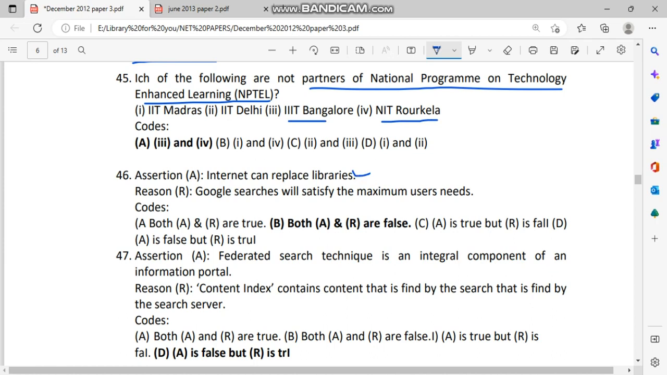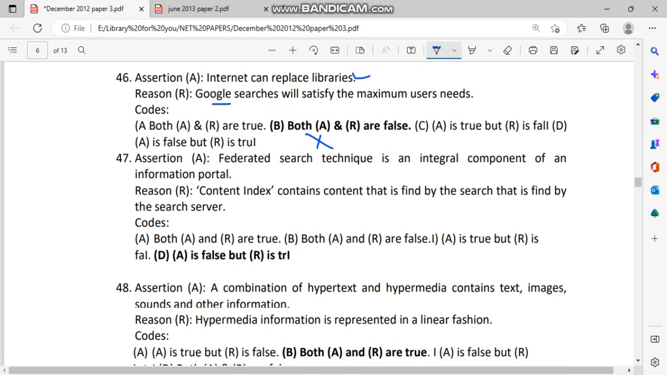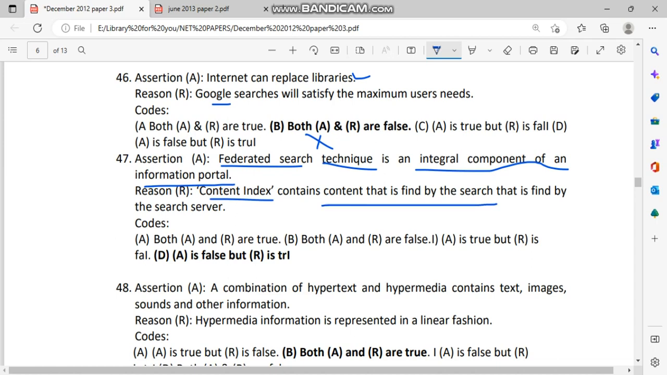Internet can replace libraries. Google searches will satisfy the maximum user need. Both are false. Federated search technique is an integral component of an information portal. Reason, content index contains content that is found by the search server. A is false but R is true.